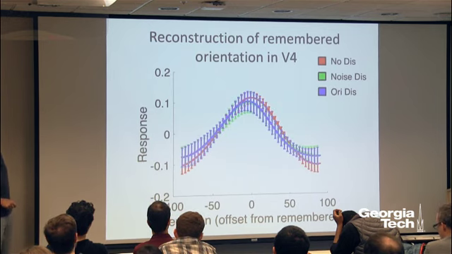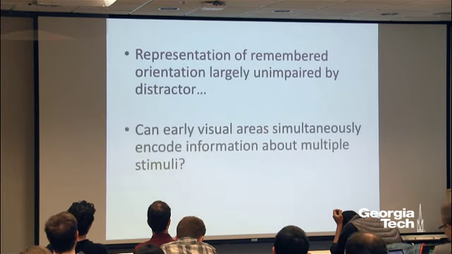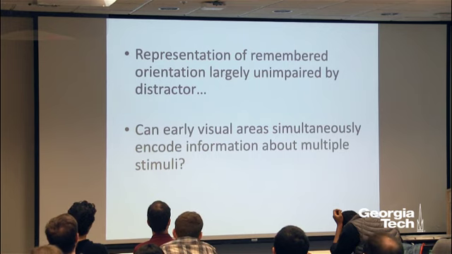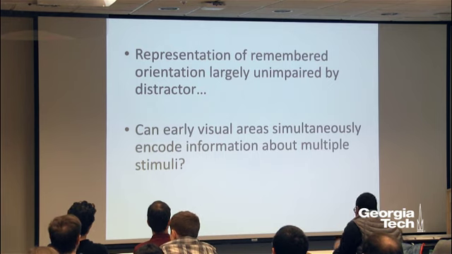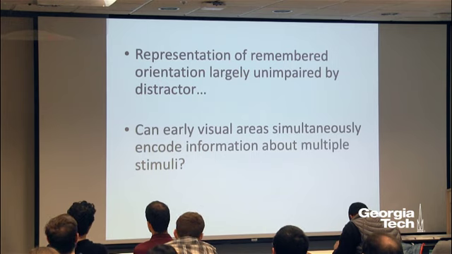And that's true also in area V4 and pretty much every area of the visual system that we can identify. So what this suggests, at least in our hands, is that having new sensory input come into the eyes doesn't automatically wipe out mnemonic representations in V1.